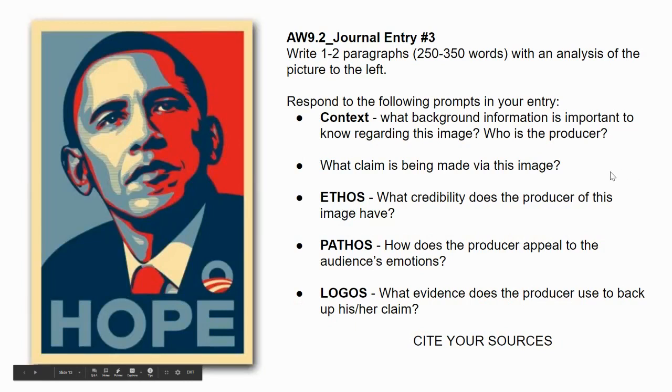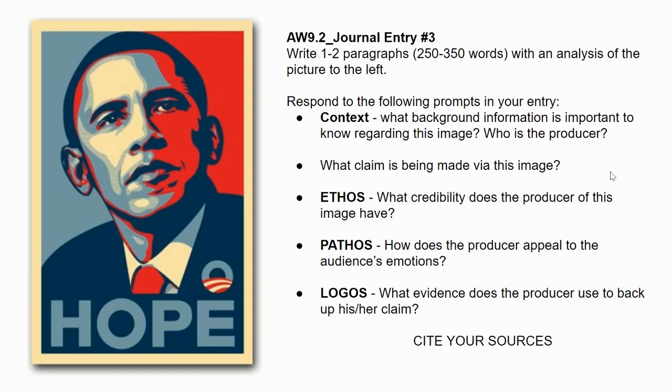So what you guys are going to do, now that you've seen an example of how the rhetorical triangle comes into play, you guys are going to work to analyze another image. And you're going to do this through journal entry number 3, where you will write 1 to 2 paragraphs, about 250 to 350 words with an analysis of this photo to the left. So here are the following prompts that you're going to respond to in your entry. So 1, again, do that additional research. What's the background information? Give us some context on this photograph.